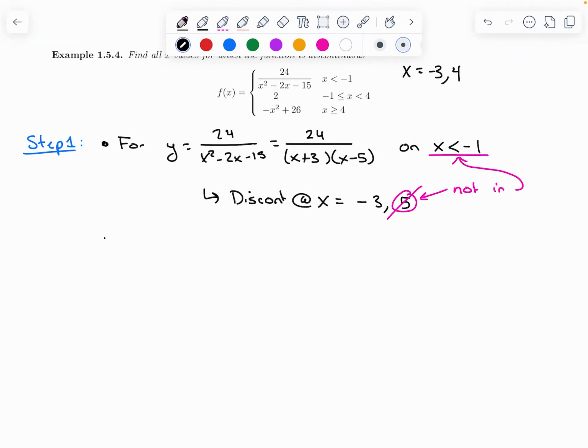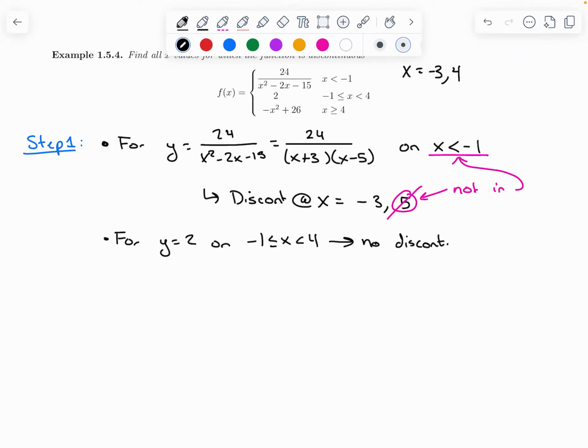Then we'll do y equals 2 on -1 less than or equal to x less than 4. No issues. Or let's say no discontinuities. Let's be particular. Y equals 2.